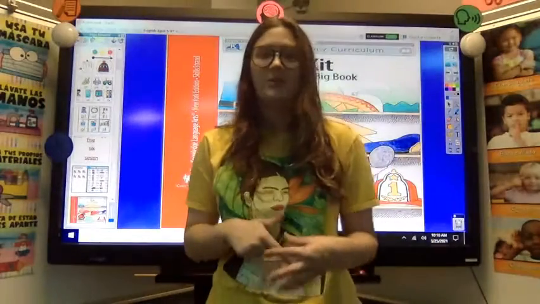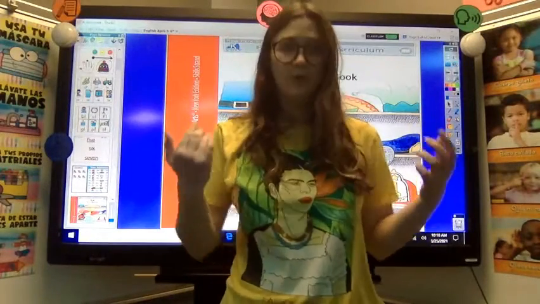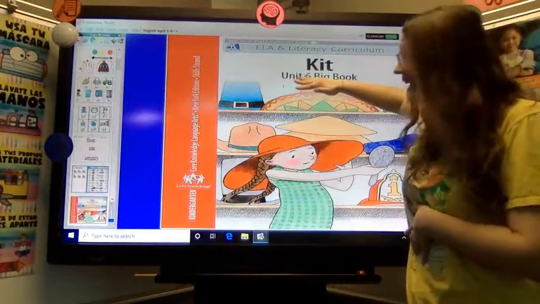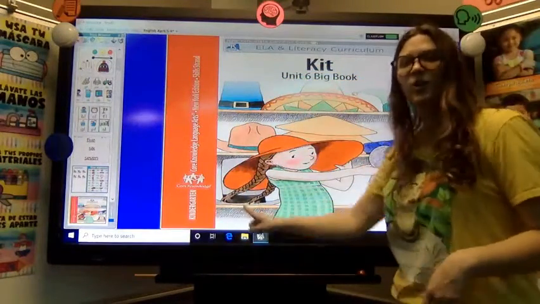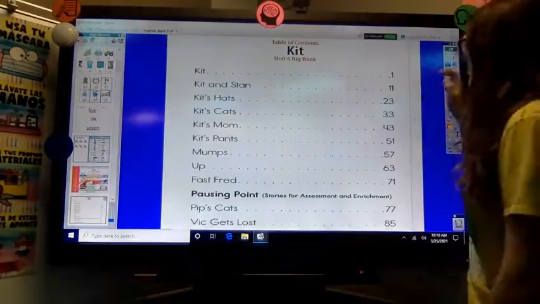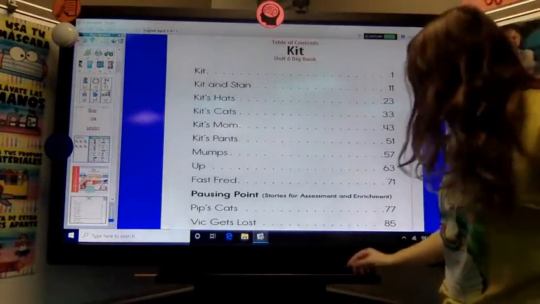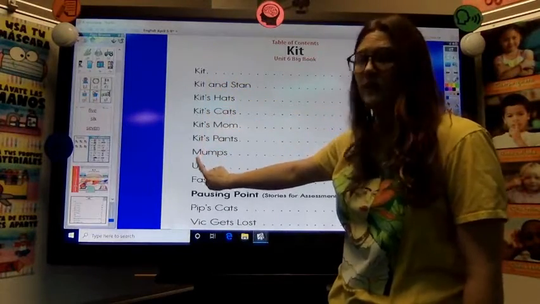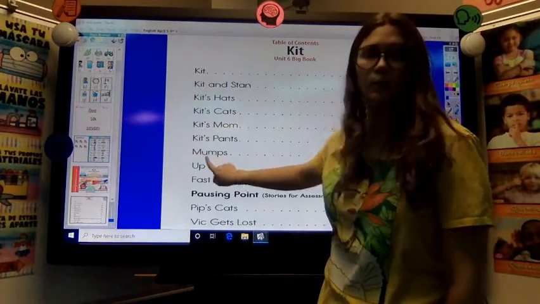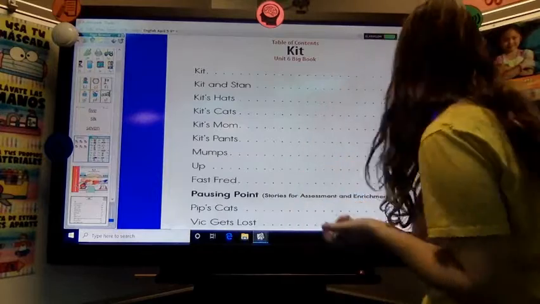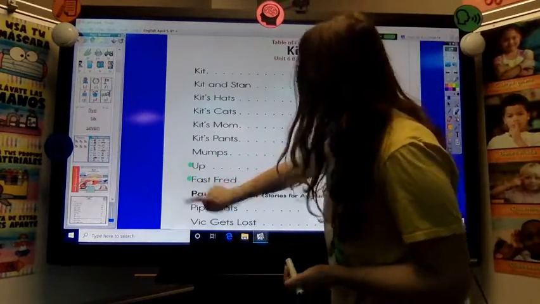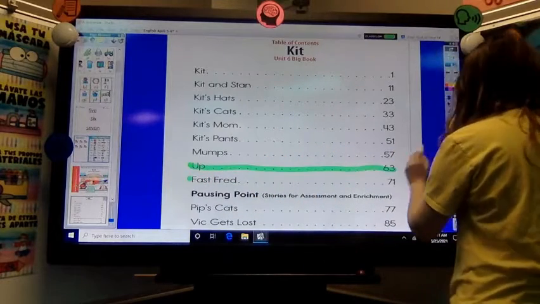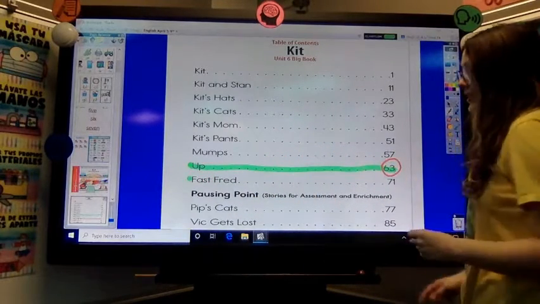The last thing we're going to do today is we're going to look at our story. Who remembers the title of our big book? Kit, right? And this is a clue. We know this is Kit. All right, and if we go to our table of contents, you can see that we've read almost all of our stories, right? The last story we read was mumps, right? When Kit was sick. So we only have 2 stories left. Today, we're going to read one of them. And it's all the way on page 63.